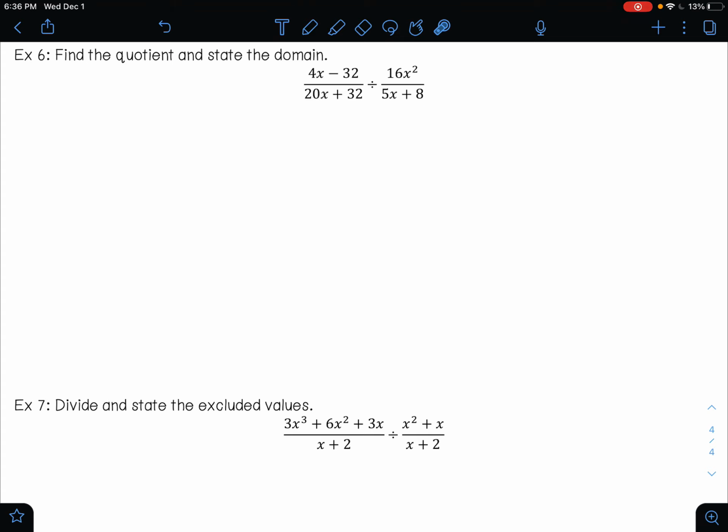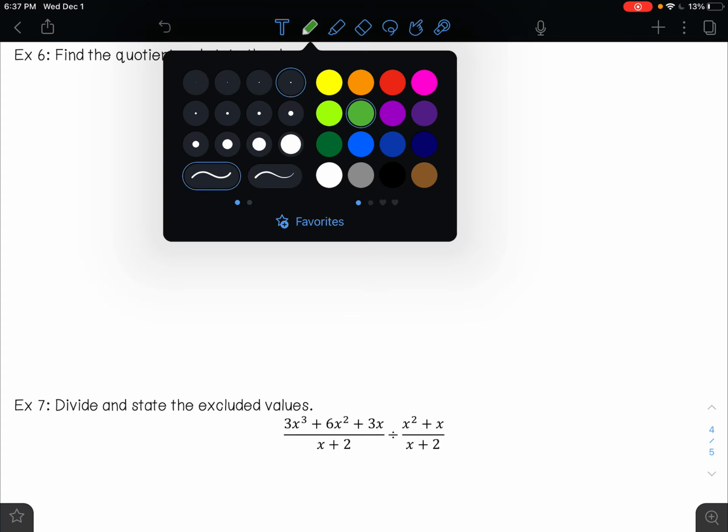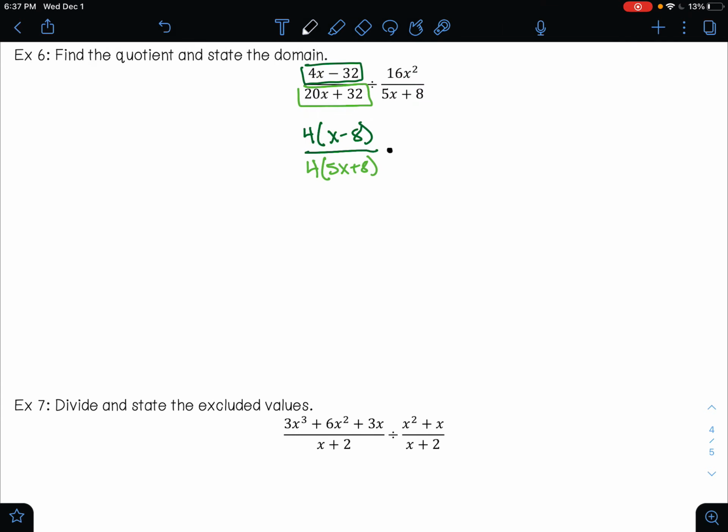So for this first one, in my numerator, I have a greatest common factor of 4. So inside parentheses, I'll have x minus 8, divided by. In my denominator, I have a greatest common factor of 4. So inside parentheses, I'll have 5x plus 8. I am going to change my division to multiplication, and I am going to flip this fraction. 5x plus 8 does not simplify, and neither does 16x squared.